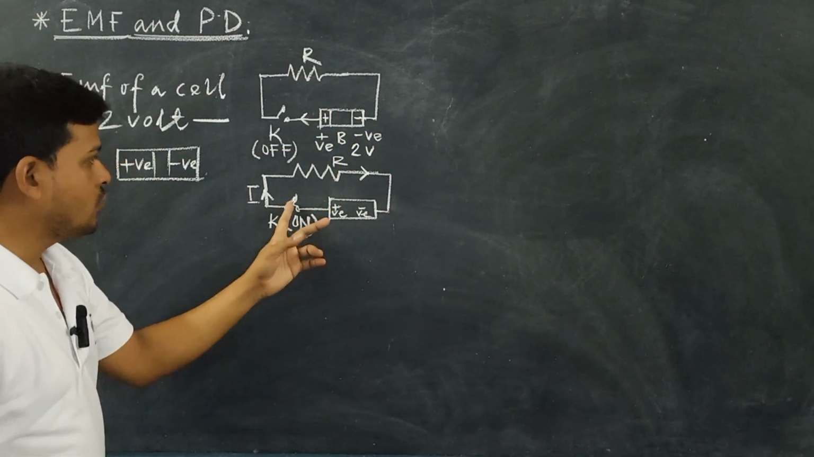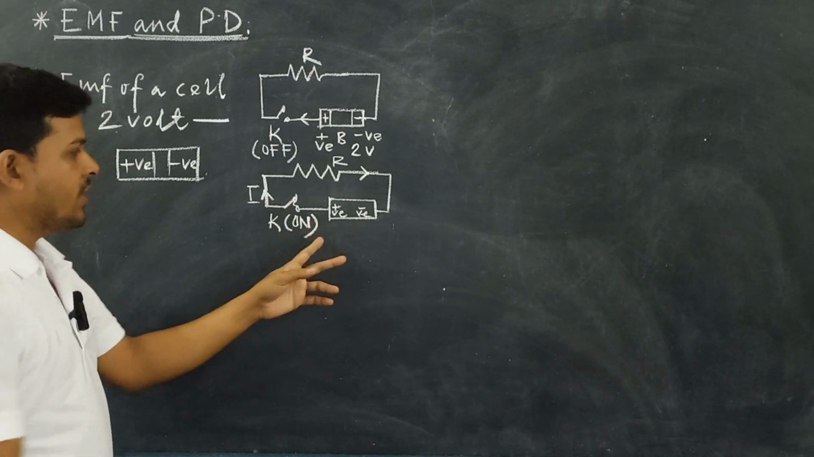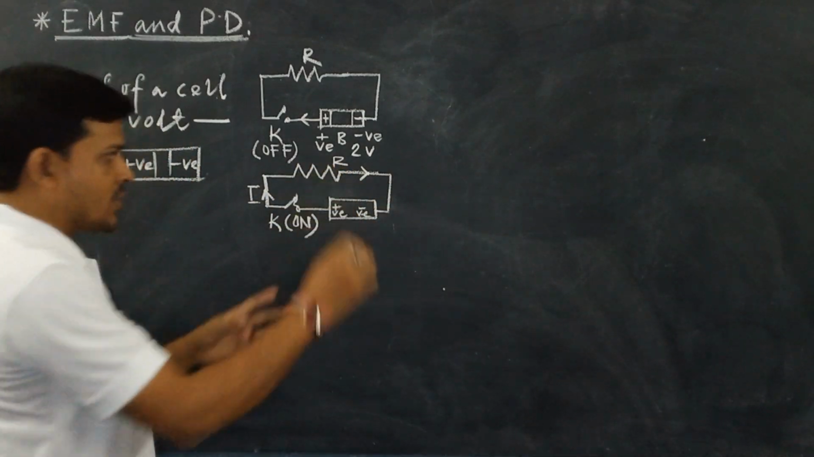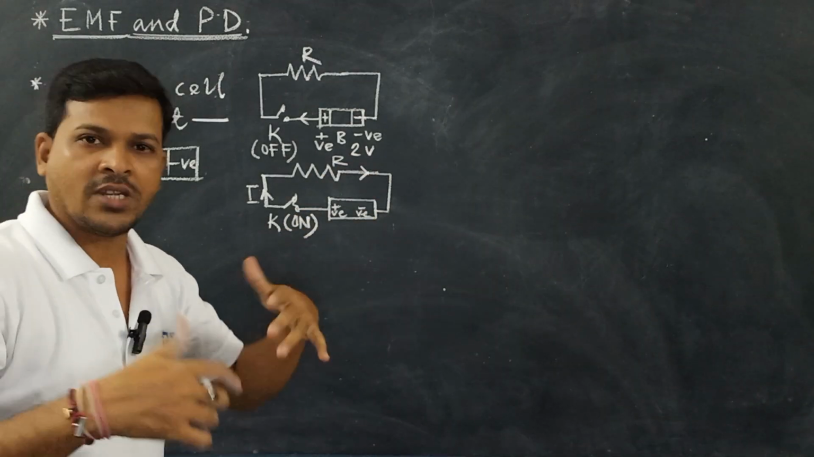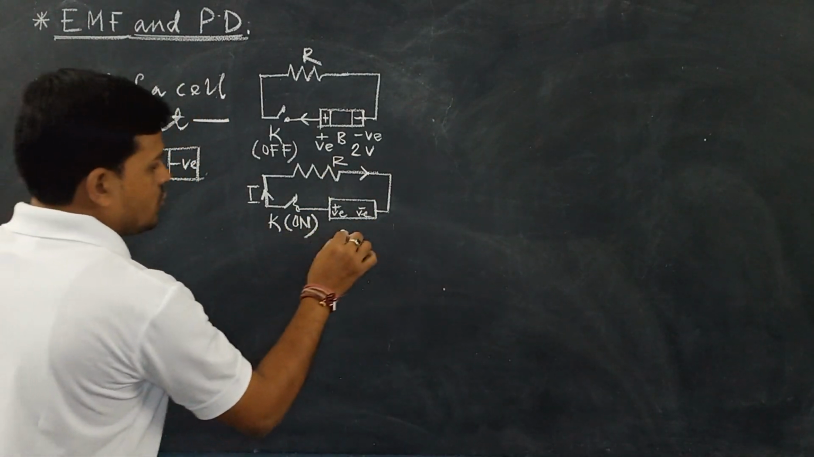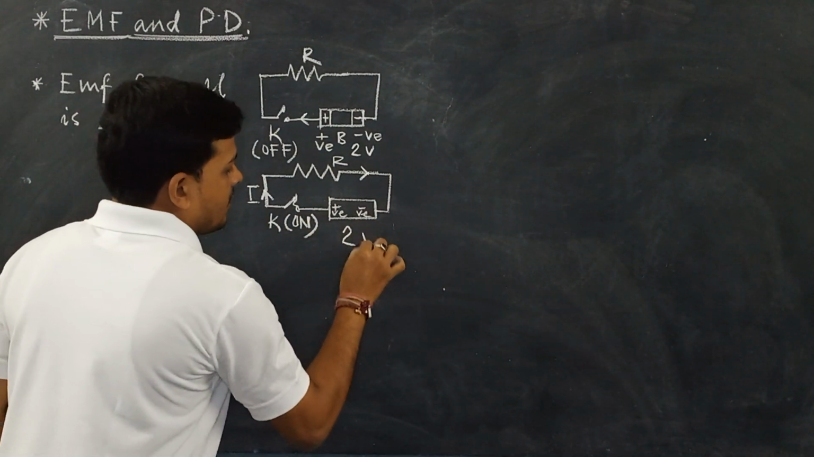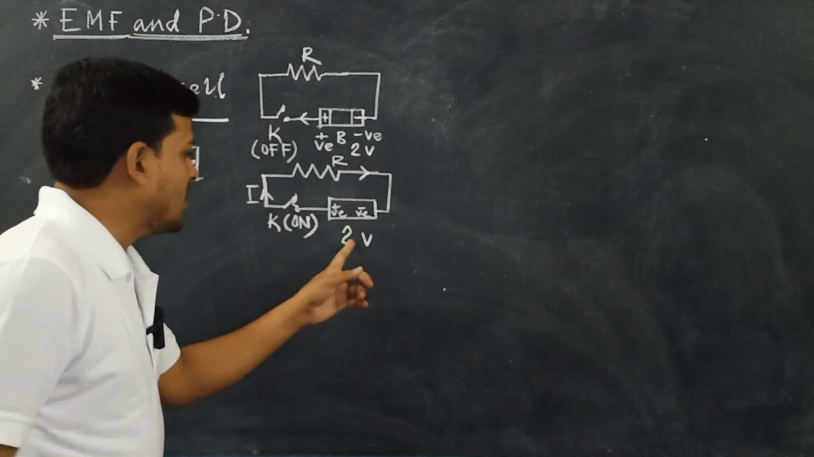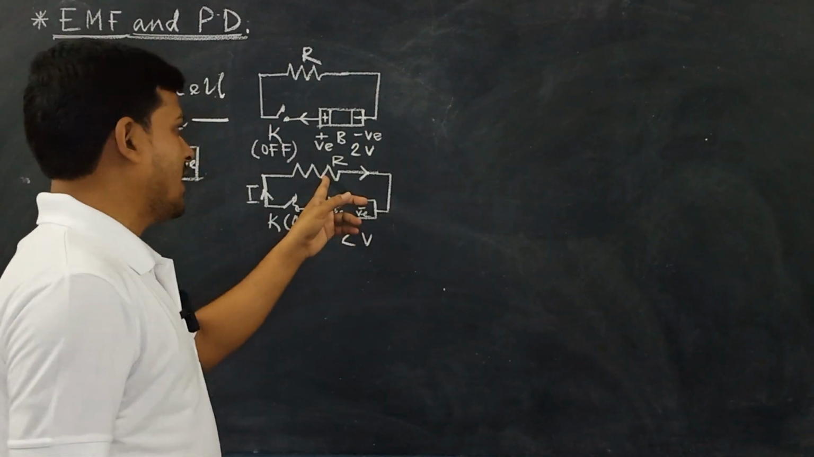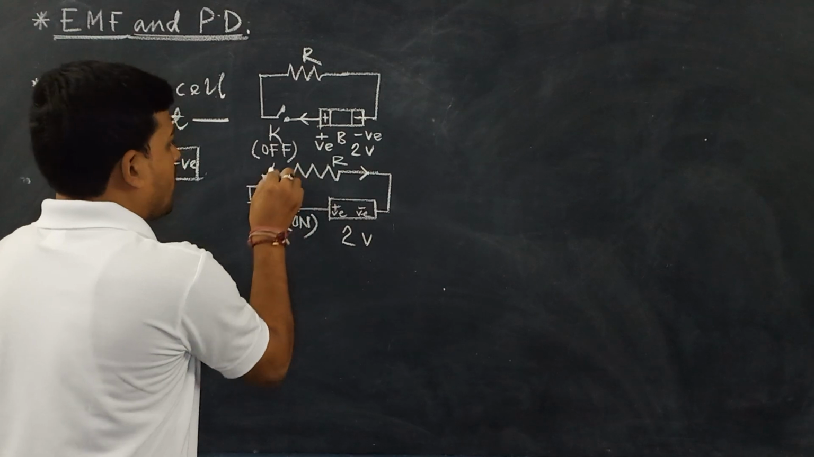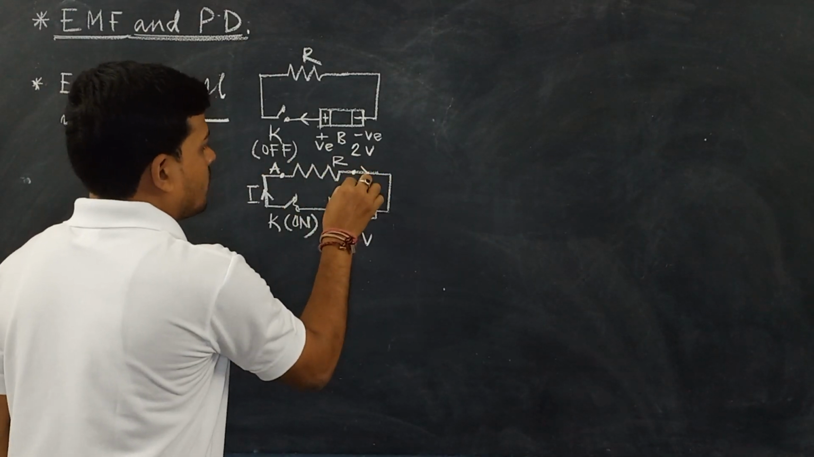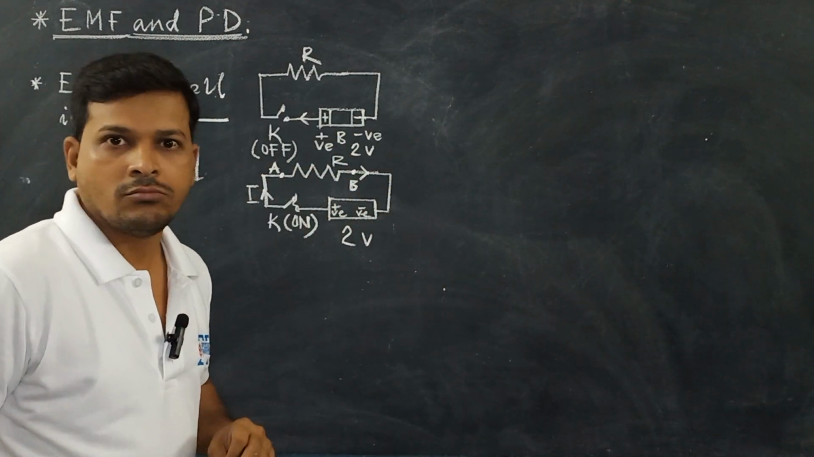But when the switch is pressed, that is a closed circuit, and electric current passes through the load resistance capital R, some amount of energy is lost. As a result, the battery is marked 2 volt, but the result we get across point A and point B is less than 2 volt.